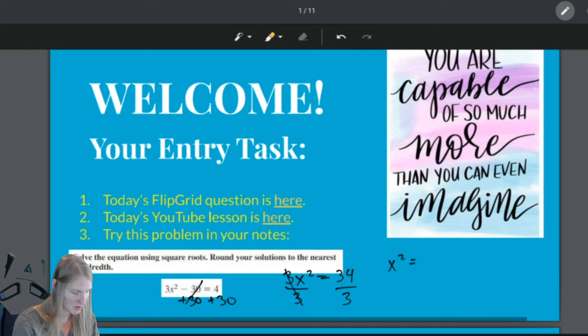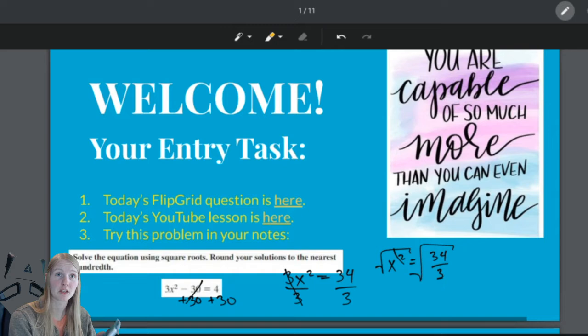I want to keep this as a fraction, I think. Because it comes out to be 11.33333, but instead, I think I just want to keep it as 34 thirds. Keep the exact answer. And now all we have to do is take the square root of both sides.